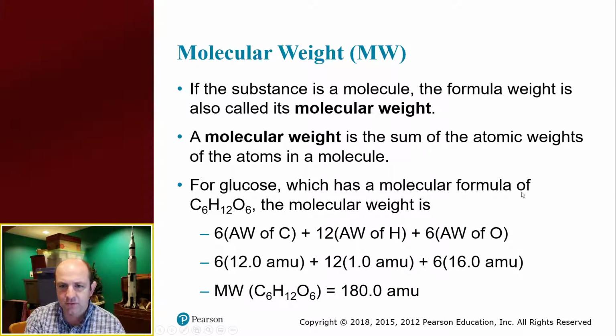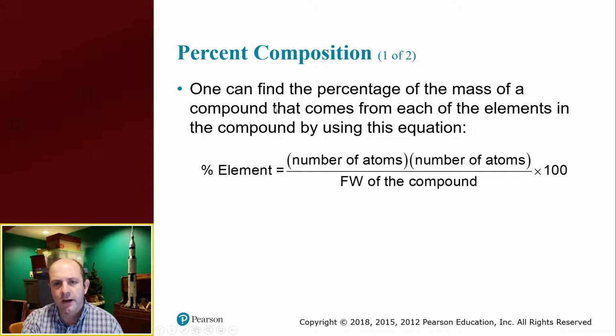All right, so if we look at glucose, C6H12O6, so we're going to take 6 carbons, 12 hydrogens, 6 oxygens, look them up on the periodic table, add them all together, we get about 180 atomic mass units. All right. Now, percent composition is how we can look at this a little more closely for a single atom.